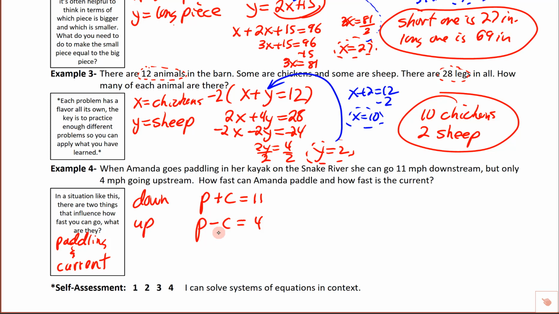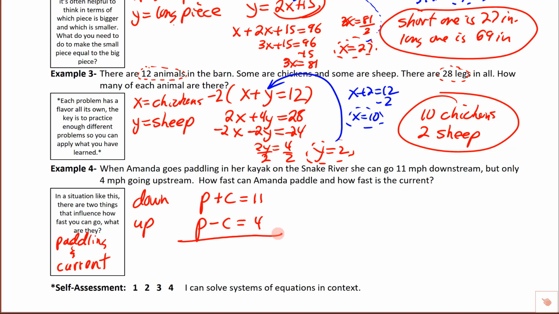The current, or in some cases the wind or different things like that, impact how fast we can go, that's got to come second. So this is going to be paddling plus the current, or it would be the speed of the boat plus the current, or maybe the speed of the airplane plus the wind, or minus the wind, or whatever it is. But the wind or the current always comes second. Now here's the cool thing about this. You might have already noticed this.